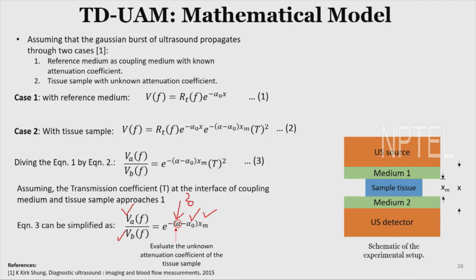So we do multiple experiments, we repeat it three times, and we then quantify the average alpha value for each of the sample tissues.